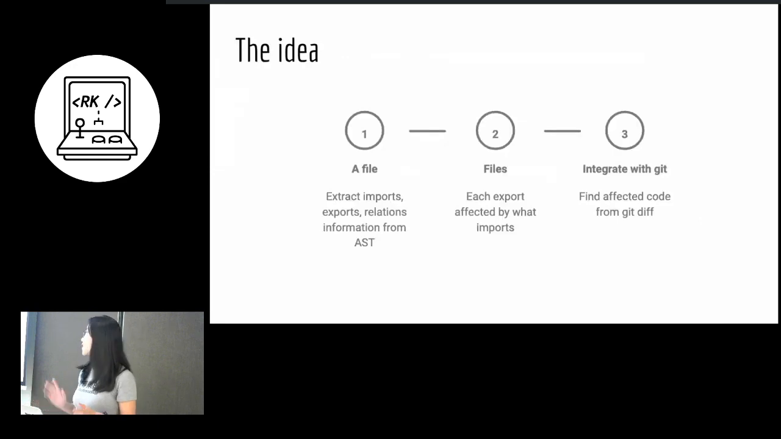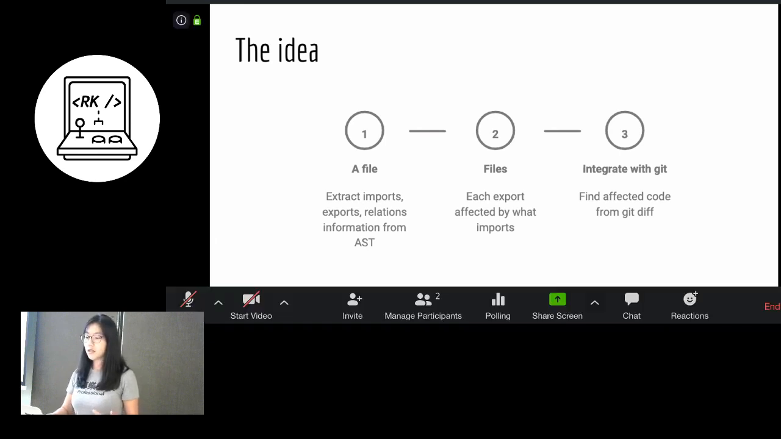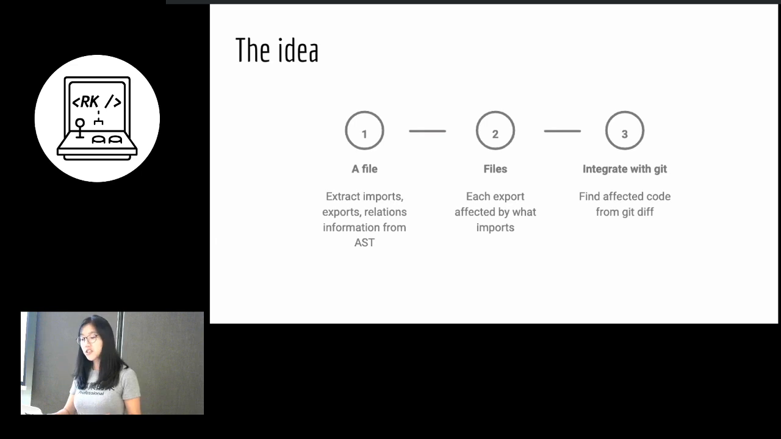Okay, so this is the idea. Actually, it's the very first part of the idea. In this part, I have three steps. First step is to parse a file. I want to get the import, export, and the relationships in that file. The next step is to parse more files, combine the information, and reorganize it to get what I want. And the third step is to integrate with Git, because Git is actually related to the changes, so you can get more information from Git.